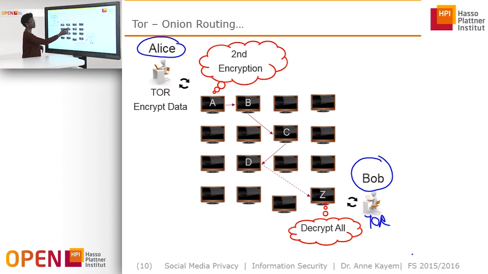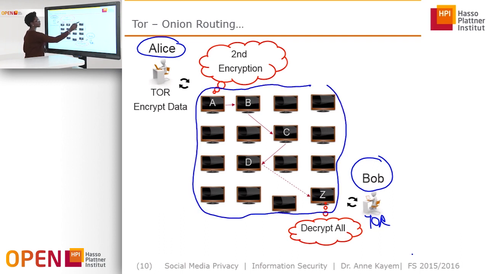which is basically a network of distributed computers that are all operating Tor-based servers, right? So what Alice does in the first step is encrypt the data that she wants to send to Bob. We talk about encryption in the next couple of lectures and how it works in general.